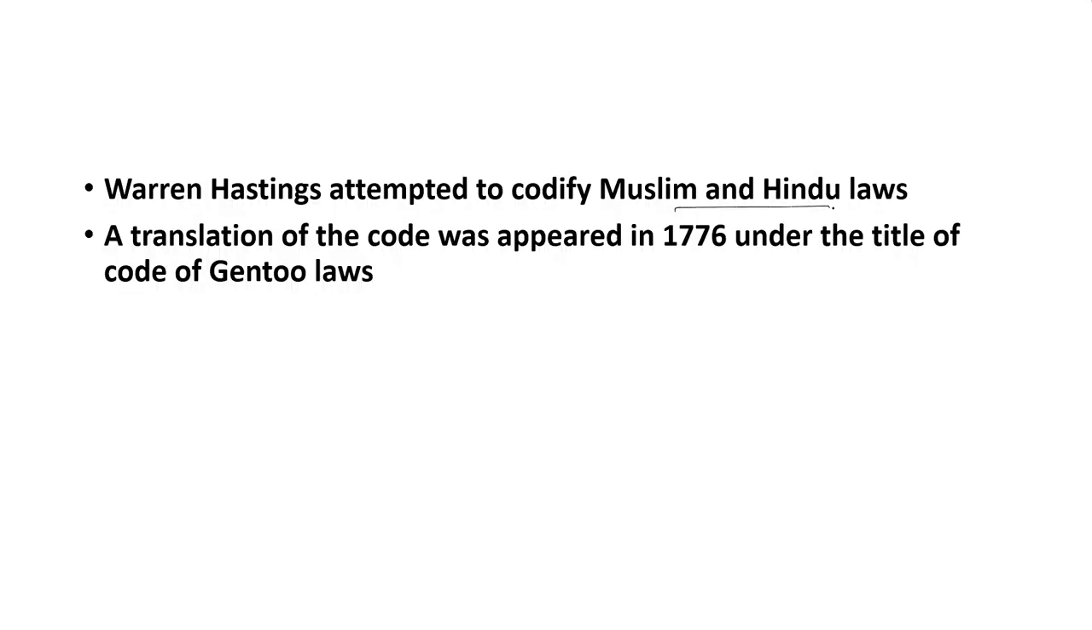In addition to the organization of court, Warren Hastings also paid his attention to the codification of Hindu and Muslim law, which got translated and appeared in 1776 under the title of Gentoo Code.